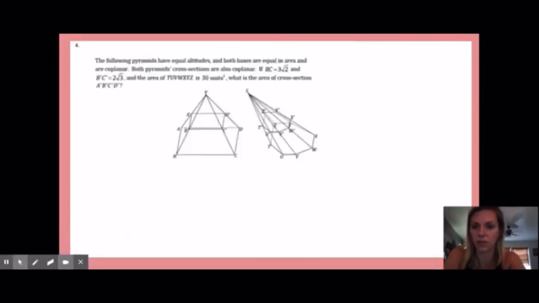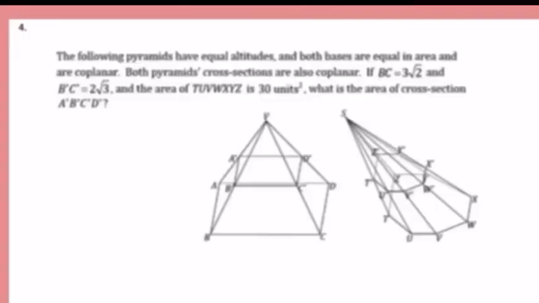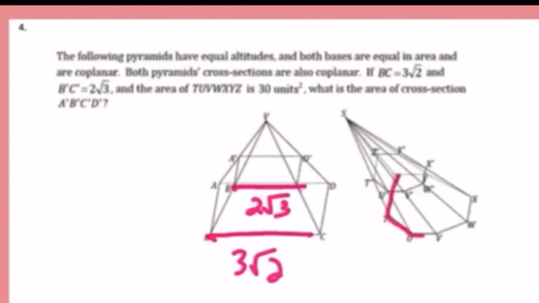Ooh, this is weird. The following pyramids have equal altitude, so that's the height, and both the bases are equal in area and are coplanar. That's no biggie. Both pyramids' cross sections are also coplanar. If BC here, so where's BC? This guy is 3 square roots of 2, and B prime C prime, this guy here, is 2 square roots of 3. Find the area of TUVWX. Oh wait, and the area of this whole bottom shape, that crazy bottom shape, is area equals 30 units squared.